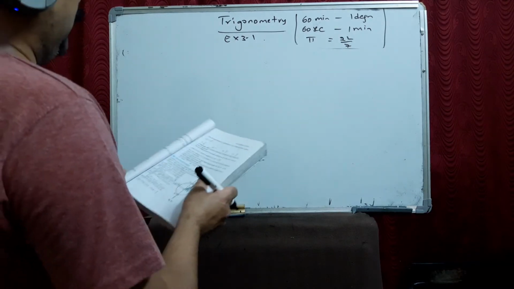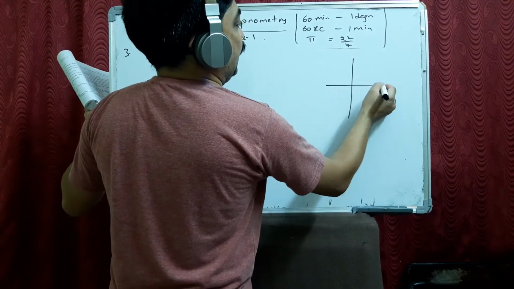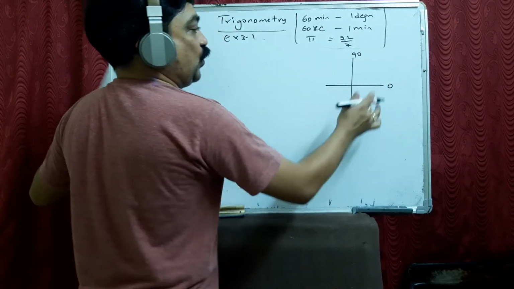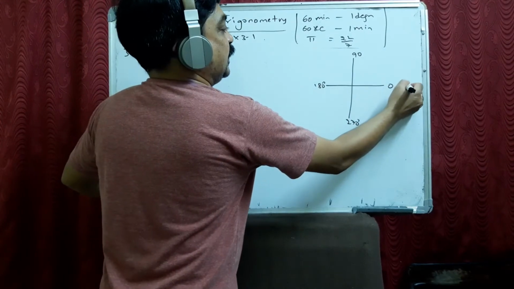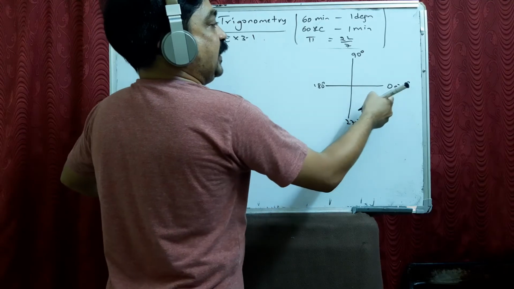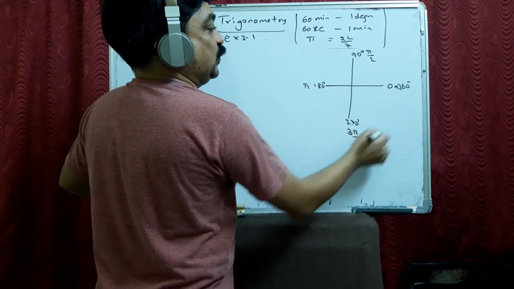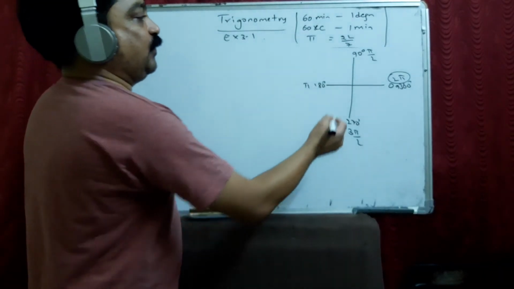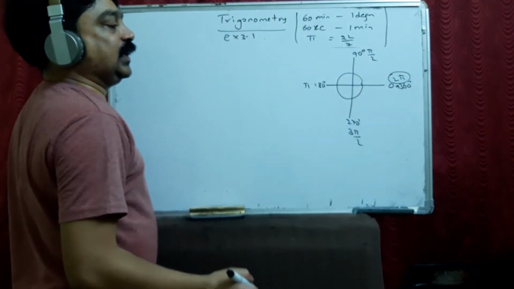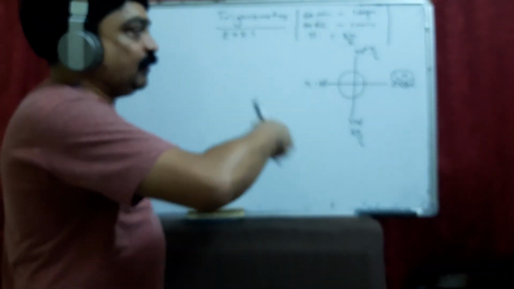See the next question of the exercise. First of all, before that, I want to tell you about one complete rotation. On a coordinate plane, the angles are 90, 180, 270 and 360 degrees. When you write in radians, they are pi by 2, pi, 3 pi by 2 and 2 pi. Just remember that. For one complete rotation of 360 degrees, in terms of radians, it is 2 pi radians.